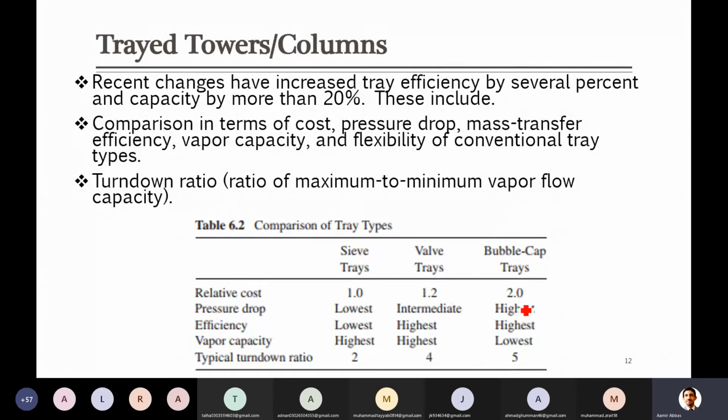Still the valve can handle it somehow, they are close to each other, and here there are, like in case of bubble cap, this capacity is highest. Why did he mention vapor capacity is lowest in this case? Any idea?